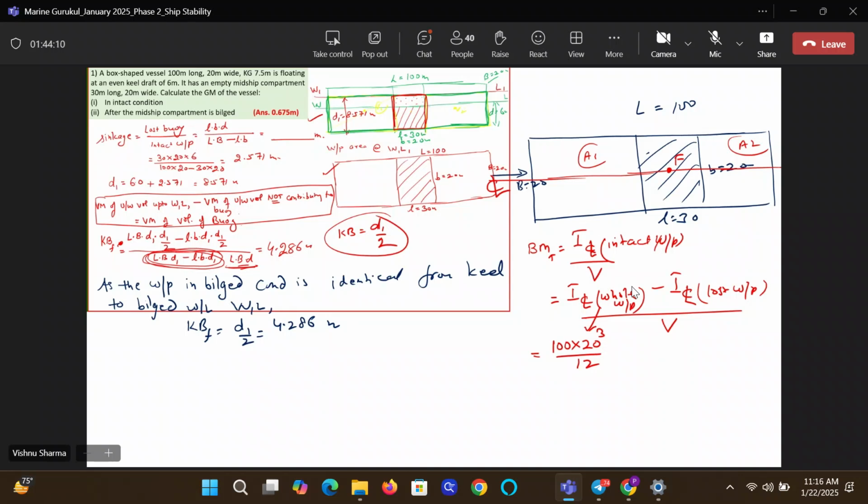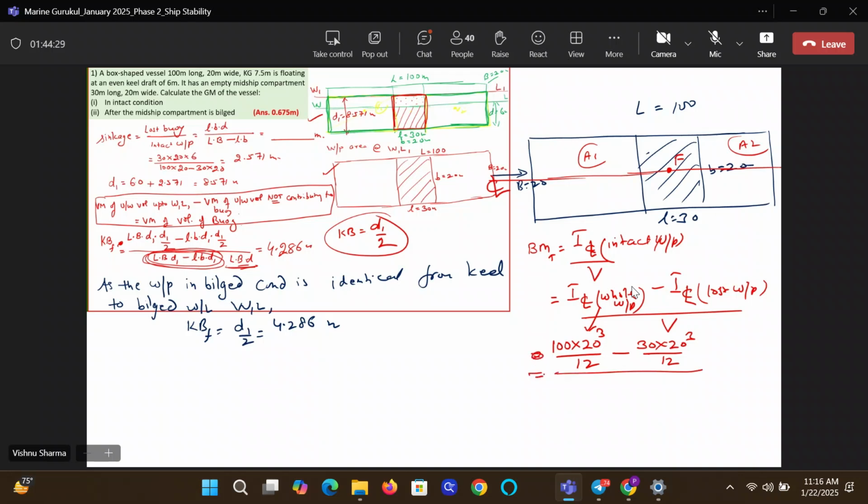Is center line a standard axis for the lost water plane also? Please look at the diagram and tell me. Yes, sir. So what will be this in the value form? 30 into 20 cube by 12. What is the denominator V called?